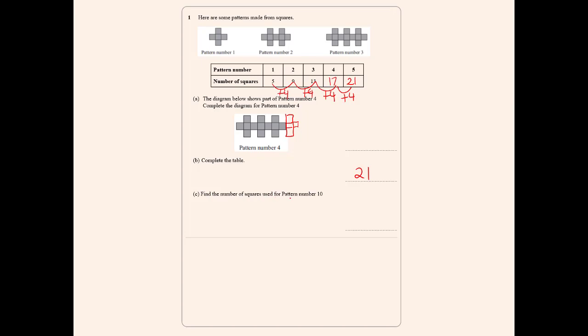Find the number of squares used for pattern number 10. Now with pattern number 10 we got up to 5. So pattern number 6 we add 4, which is going to be 25, then add 4 is 29, then 33, then 37, then 41. Just double check that you got pattern number 10. So this was pattern number 6, then 7, 8, 9, 10. So pattern number 10 has 41 squares.